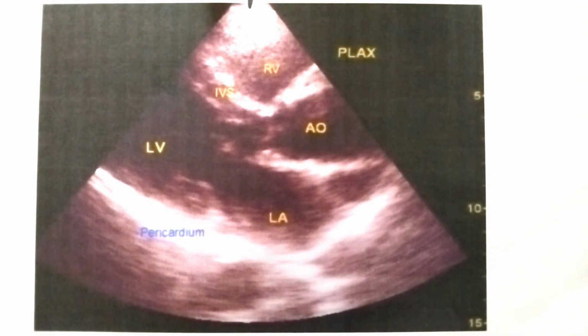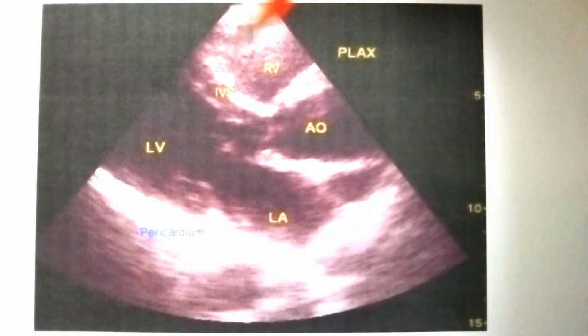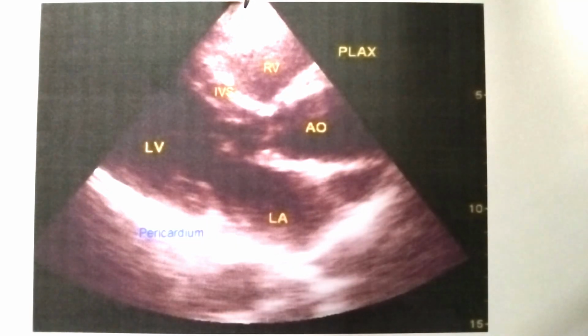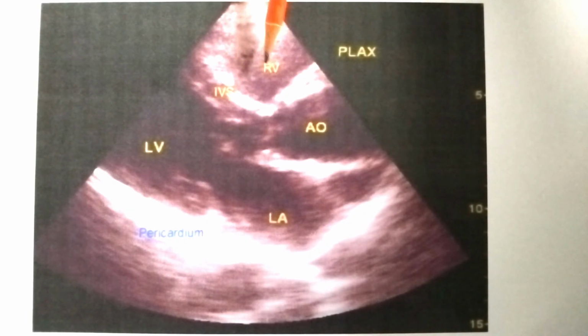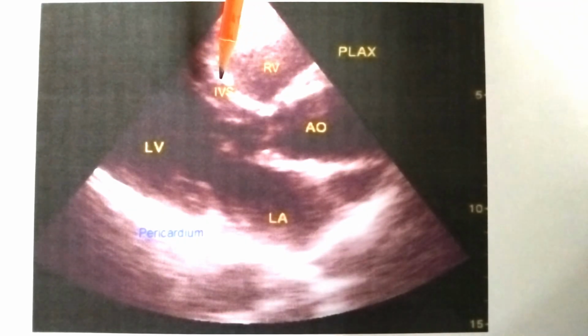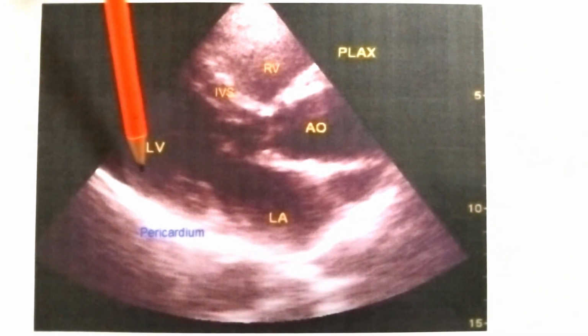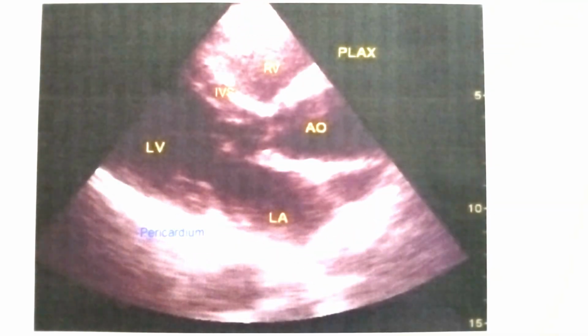This is the parasternal long axis view, often called PLAX view in short. From the chest wall, the beam is sweeping downwards and you see the anterior chest wall followed by free wall of the right ventricle and a portion of the right ventricle, mostly the right ventricular outflow tract region, interventricular septum, left ventricular cavity, posterior wall of the left ventricle, left atrium, aorta.